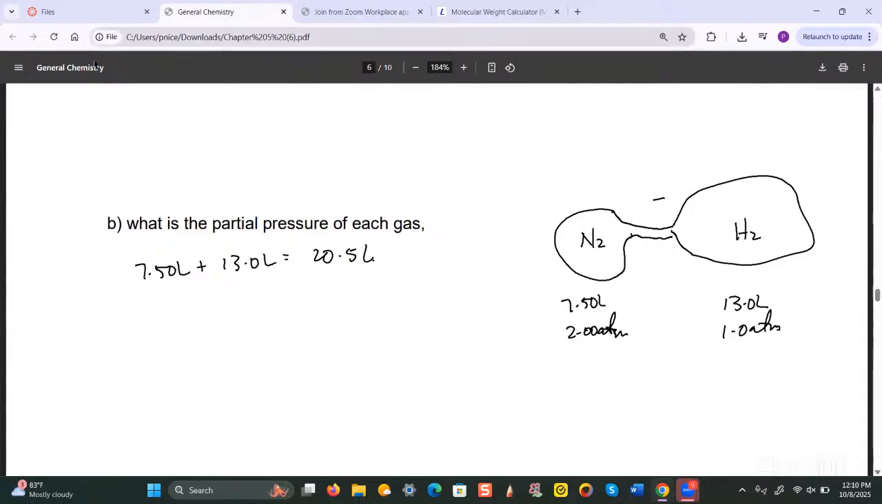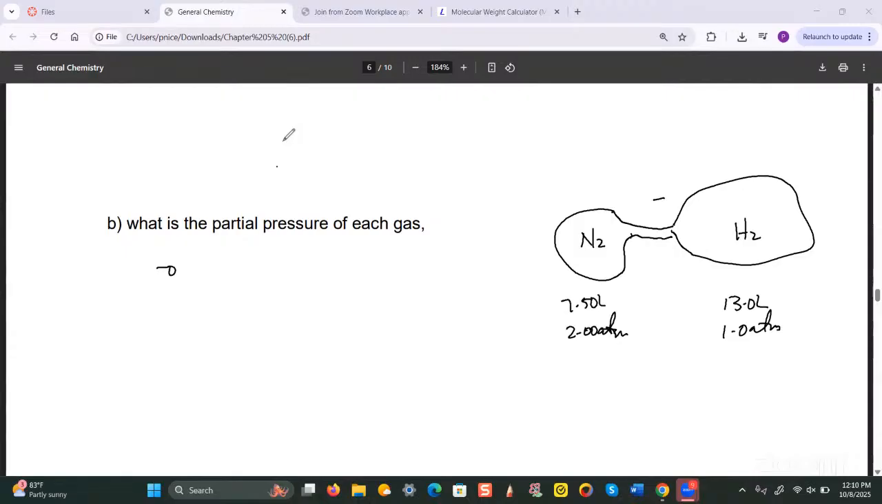Anyway, so how will you get the partial pressure of each gas after mixing? What law comes into mind? Use Dalton's law and add them together. Nope. We're not adding them together yet. It's the partial pressure of each gas.